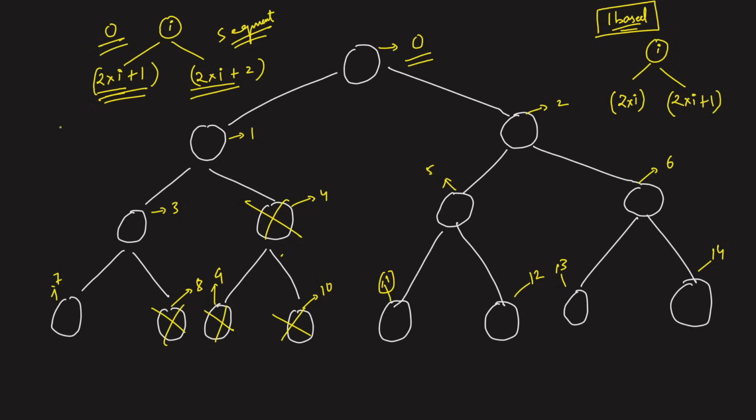If you follow this 2 into I plus 1, 2 into I plus 2 methodology to assign indexes, it's going to fail. Why? Let me tell you that. Now imagine this guy is 0 and you do not have any other tree. It's a skewed tree. So the left guy will definitely have 2 into 0 plus 1, which becomes 1.